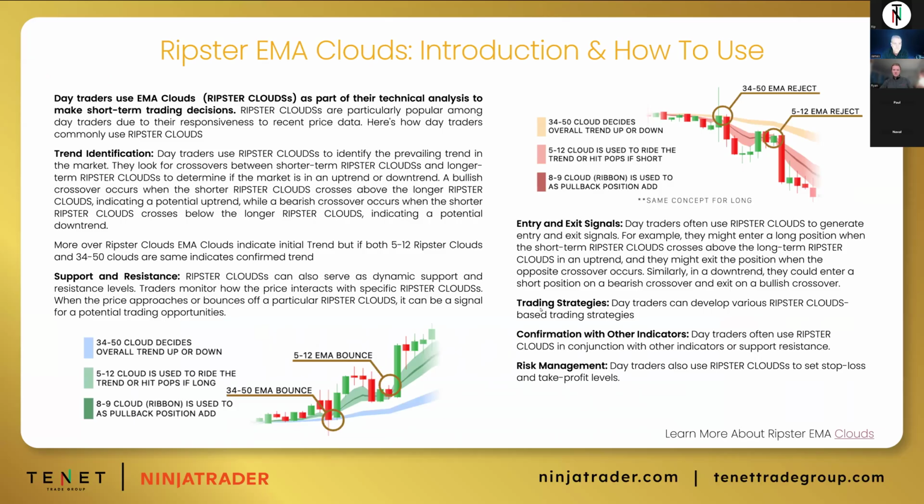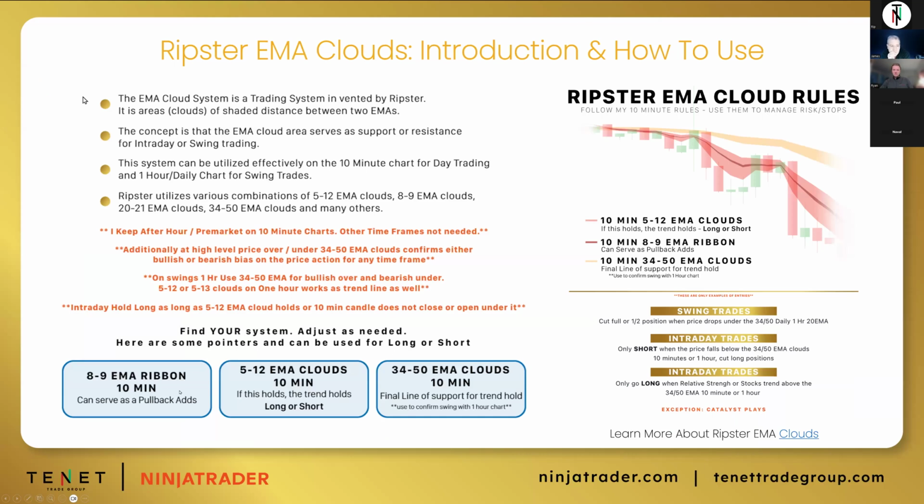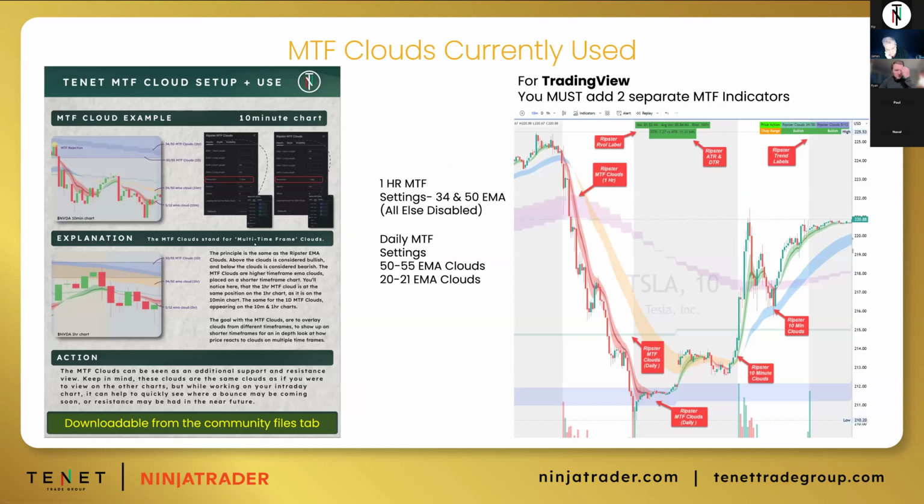Okay. So, a little bit more on the EMA clouds. The 5/12 EMA tells you trend. The 34/50 EMA is the golden line of support. And yeah, so that's about the EMA cloud. So let's see how we're doing on the time.